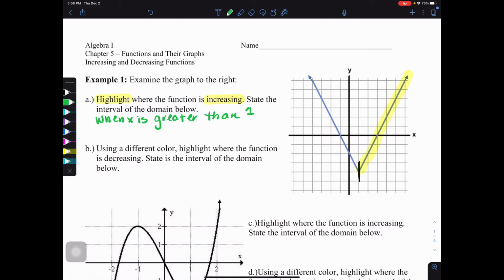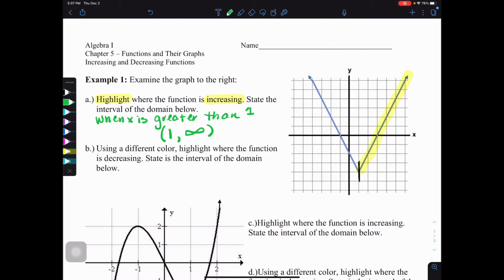So if it's when x is greater than 1, we know that 1 is the lower bound. It can continue to increase from there forever, so the other side is infinity. Infinity is always open, and the 1 is not included either, so we put a parenthesis to show that. So that's the interval of the graph that is increasing.